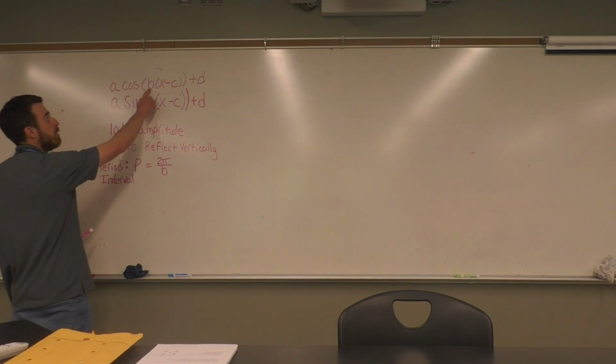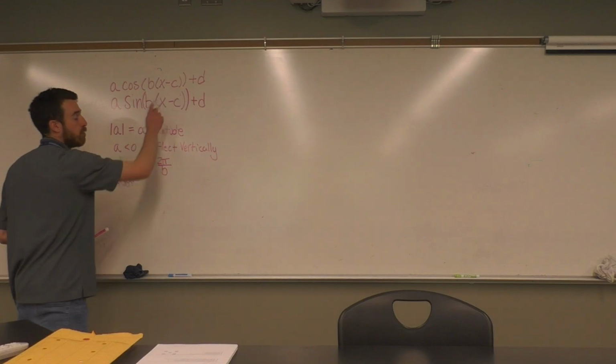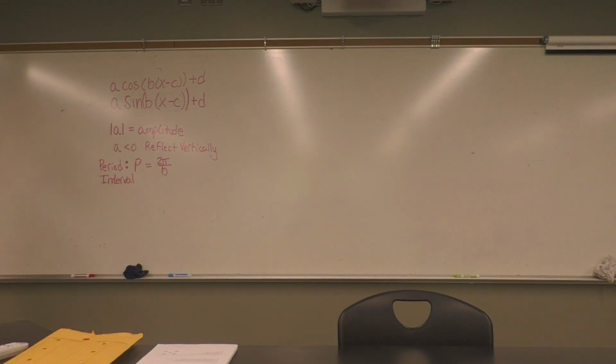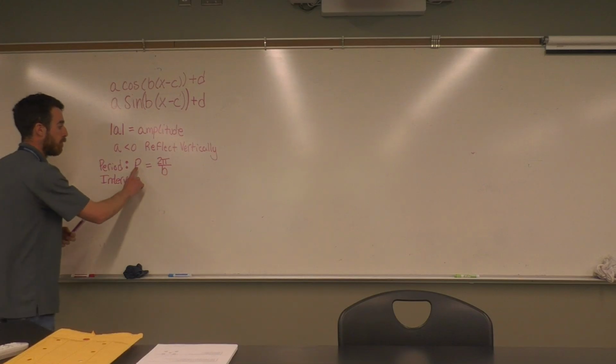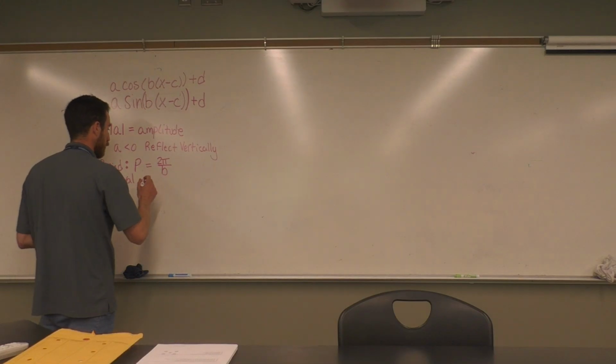Formula for the period involves B. Make sure that you've factored out B before you do that, so that you have also the correct phase shift, but we'll get to that. The formula for the period is 2 pi over b, whatever that number is.